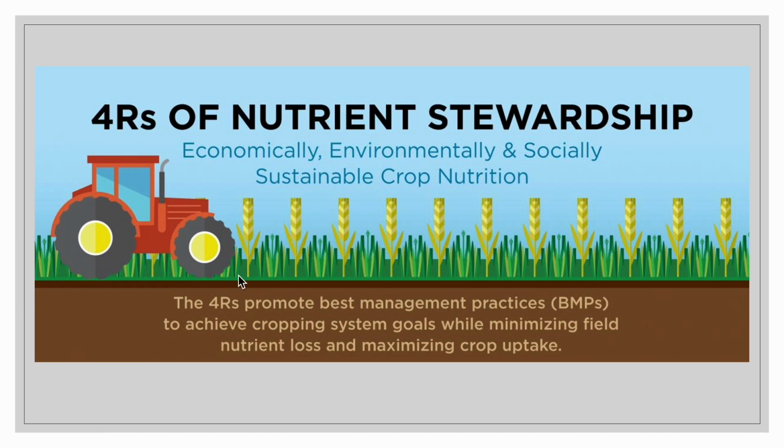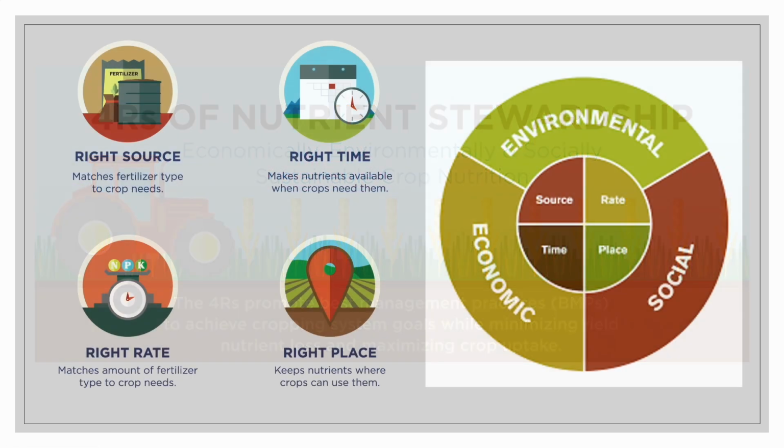All right, so the basis of nutrient stewardship, at least towards our environment, is what we call the 4 R's of nutrient stewardship. You'll hear this often, especially when we talk about best management practices, or BMPs, so that we can optimize our yield while minimizing the amount of inputs that we put into the field. The 4 R's of nutrient stewardship are applying the right source, at the right time, at the right rate, and in the right place.